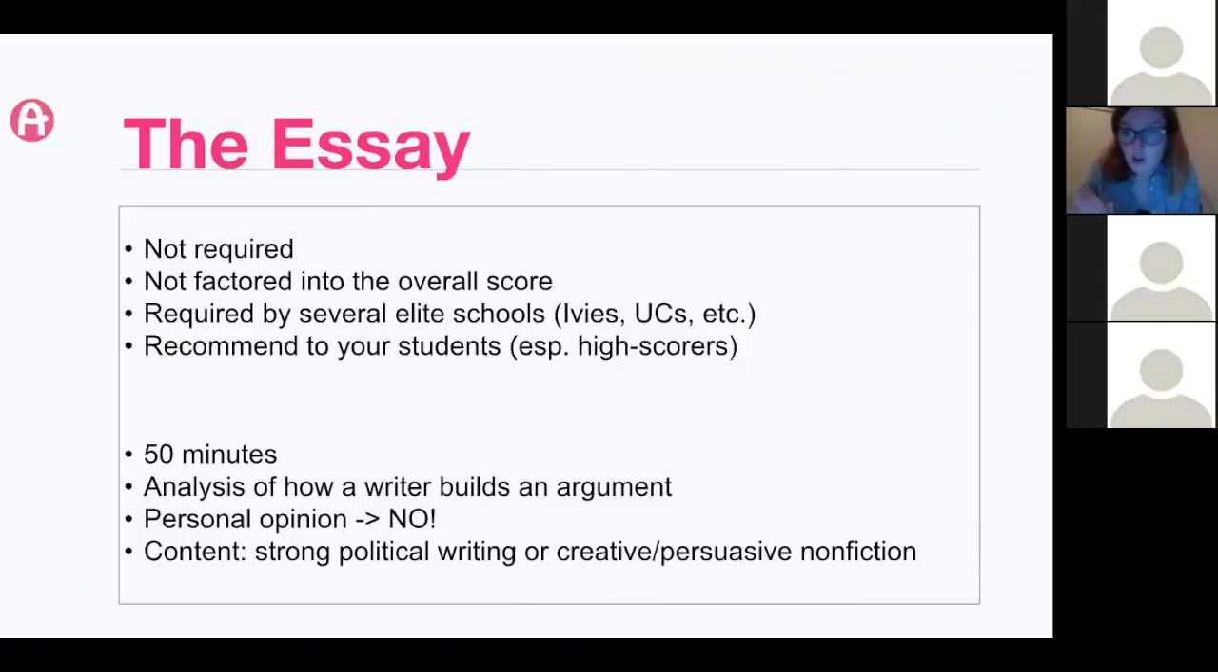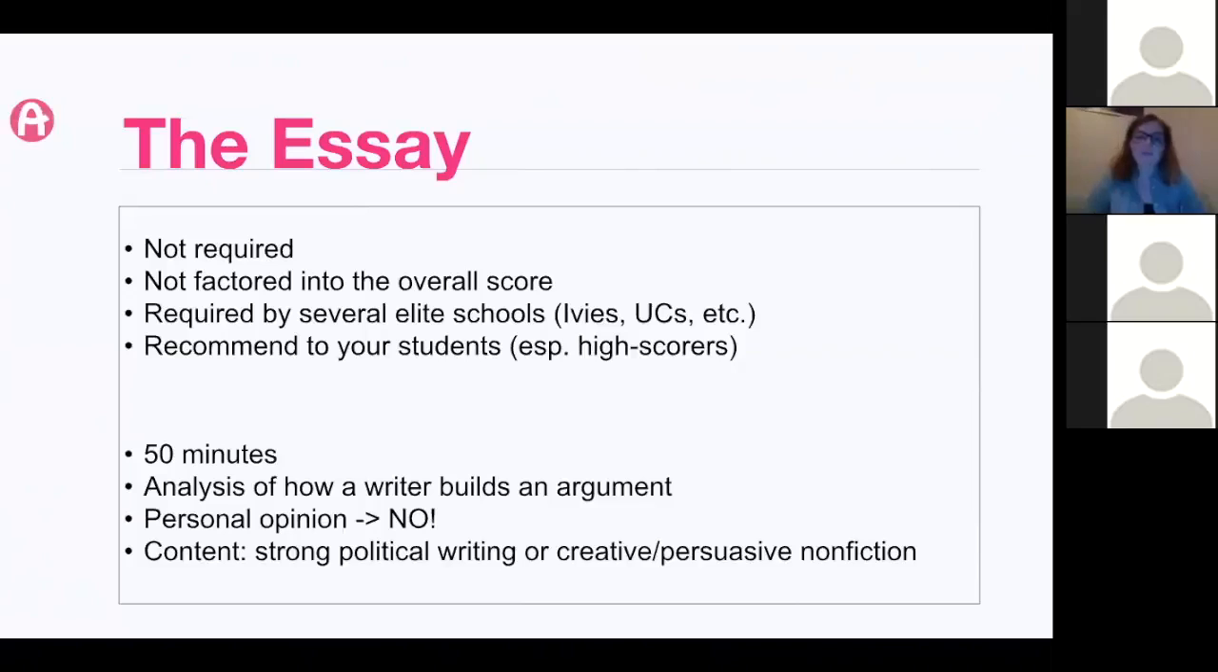One downside is that when New York City Public Schools administers the test, they don't administer the essay. So that's just something to prepare for when your students are preparing to take it in school and in NYCPS. They'll have to prep for the essay on another test date.